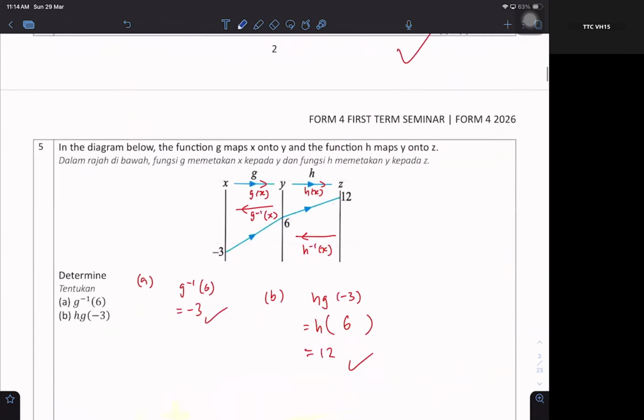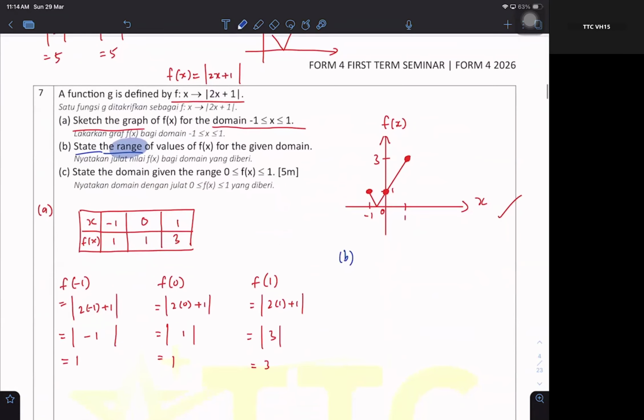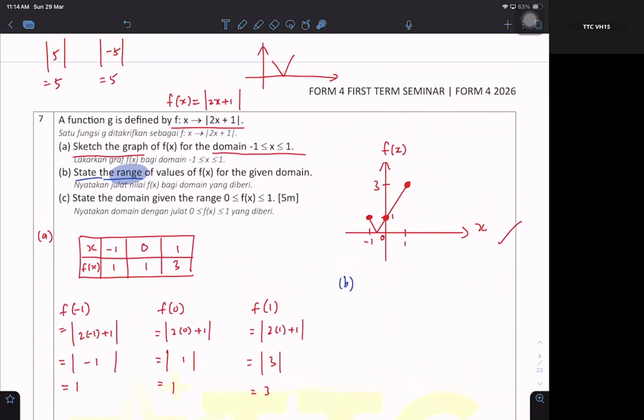So go back to the question. You see our graph, the graph is between what and what? Range is y. So the lowest y is 0. The highest y is 3, right? The graph is between 0 and 3. So f(x) is in between 0 and 3. Understand? So you remember that the range is the y.